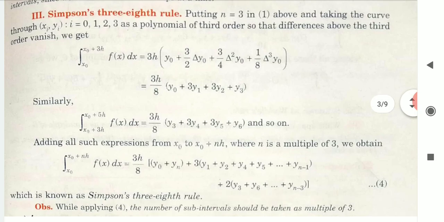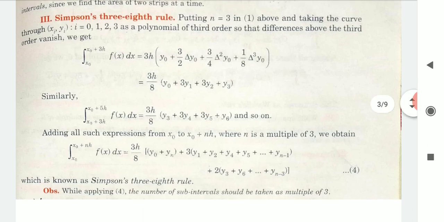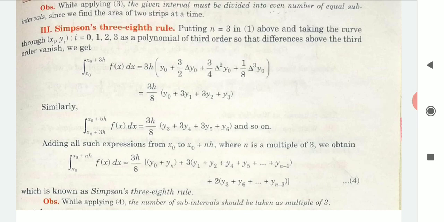Simpson's 3/8 rule. Putting n is equals to 3 in equation number 1, a similar drill is followed. Trapezoidal में हमने n is equals to 1 रखा, Simpson's 1/3 में n is equals to 2 रखा. Putting n is equals to 3 here in Simpson's 3/8 rule in Newton-Cotes quadrature formula and taking the curve xi yi, i is equals to 0 1 2 3 as a polynomial of third order. पैटर्न मिल रहा है, पैटर्न चल रहा है. वहाँ पे फर्स्ट ऑर्डर कर्व था स्ट्रेट लाइन, उधर सेकंड ऑर्डर कर्व था पैराबोला, यहाँ पे थर्ड ऑर्डर कर्व रखना है. सो क्योंकि थर्ड ऑर्डर कर्व है, differences above third order will get vanished.